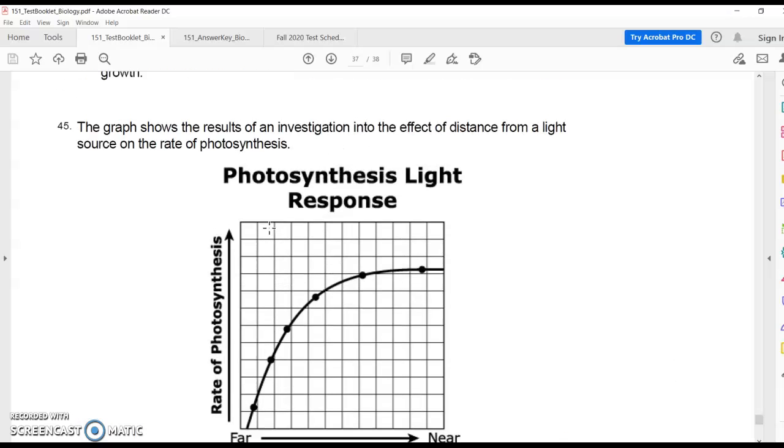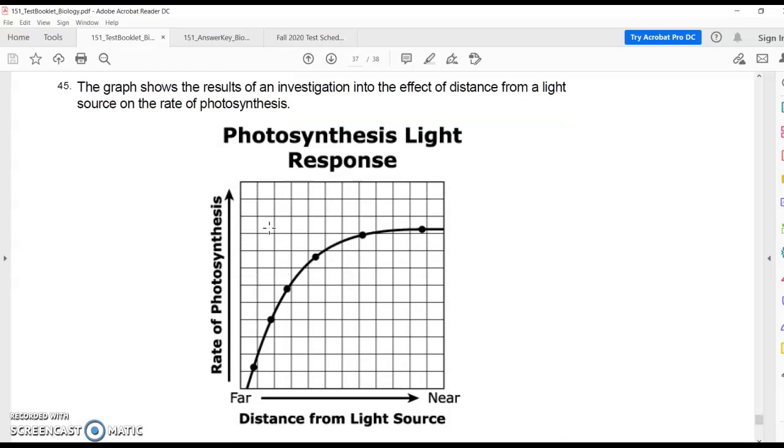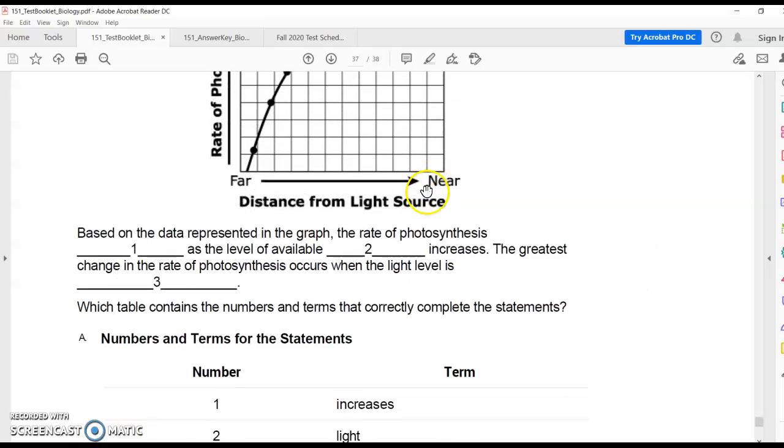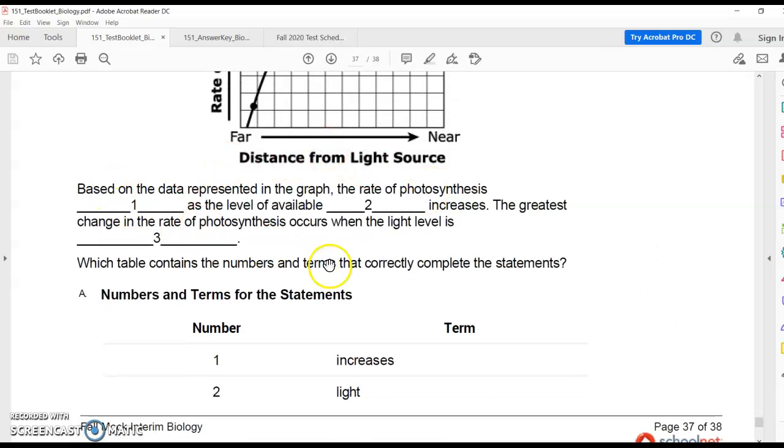And lastly, 45, very similar if you did that extra credit on this photosynthesis student inquiry. Now, one thing I will point out is that this x-axis here, one thing you would think near would be here and far would be over here, but it's not. They flipped it on you. So that's one thing you would want to make sure that you read the graph. And so we notice as the light gets nearer the plant, there's a higher rate of photosynthesis. So you're just figuring out which blank is correct. So it actually ends up being A.